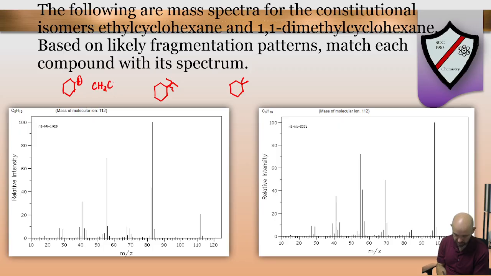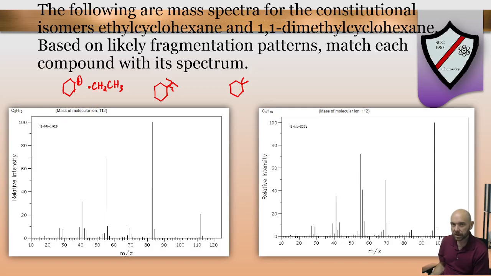CH2, CH3. So ethyl radicals have a mass of 29. So we would expect the mass of the resulting secondary carbocation... We couldn't form a tertiary carbocation by severing any of those bonds, so the resulting secondary carbocation should have a mass of M minus 29.